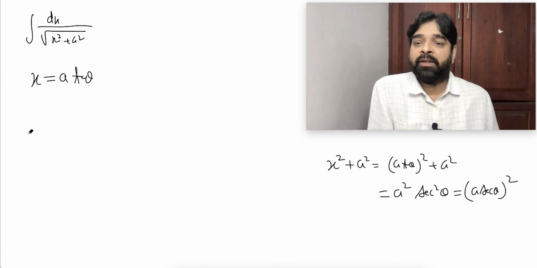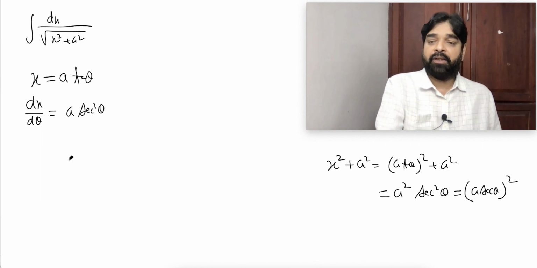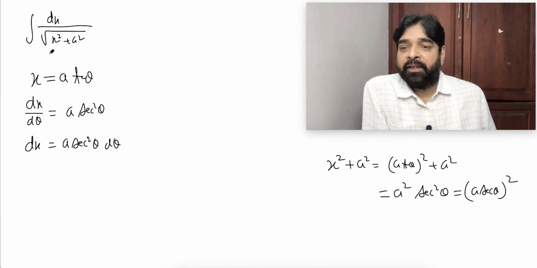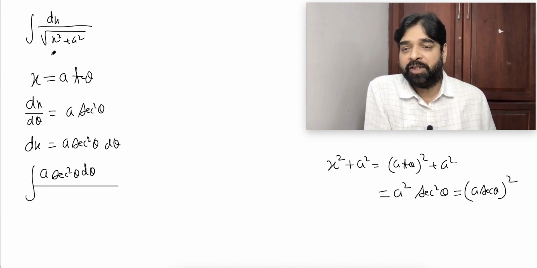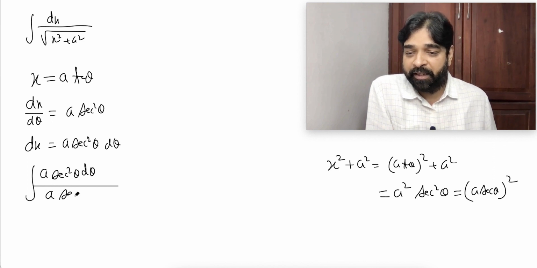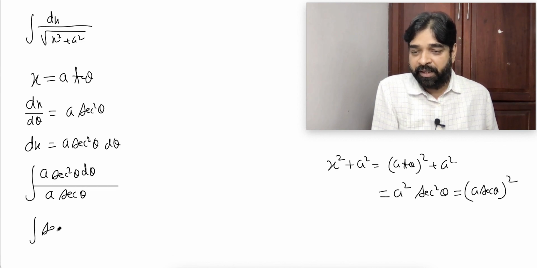It's a perfect square. So x equal to a tan theta, so dx by d theta will be equal to a secant square theta, correct? So from here dx will be equal to a secant square theta d theta, right? This value I can substitute here. So if you substitute, you will get a secant square theta d theta divided by, watch it, a secant theta whole square. Since this is inside the square root, that will become simply a secant theta. A cancels with a. So you will get secant theta d theta.